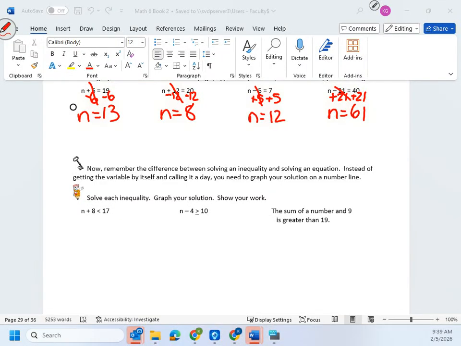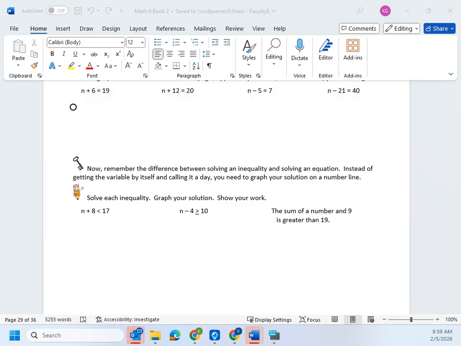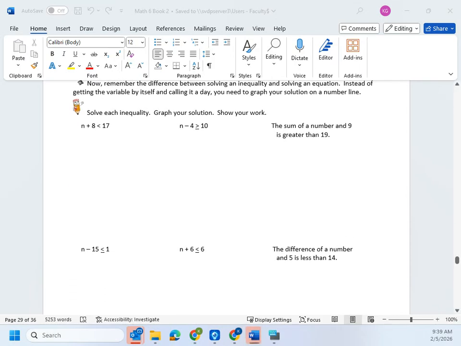Now we're going to come down. We're going to do the same thing, even though there's not an equal sign, there's an inequality symbol. We still do the same thing. So let me scroll up so we can see what that means. So the difference between solving an inequality and solving an equation: instead of getting the variable by itself and calling it a day, you need to graph your solution on the number line. When we did it the last unit, you just solved for your variable, n equals 5, bam, done. But now we say n is less than or equal to 5, we have to graph it.